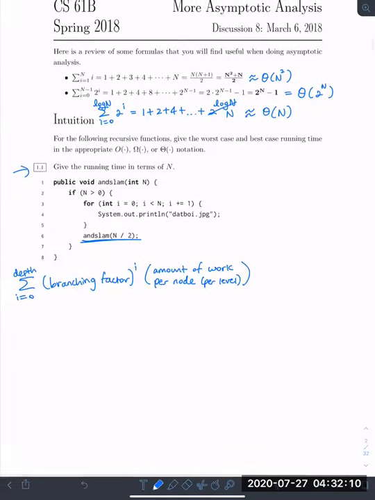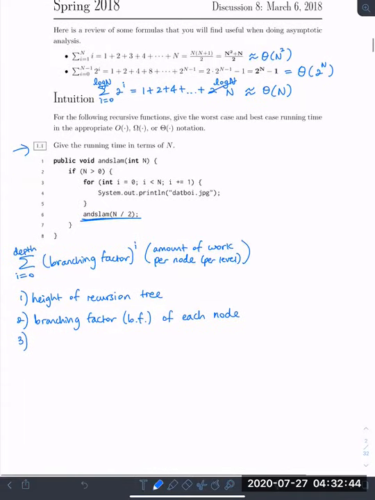Okay, so basically, to plug and chug into this formula, you really need only 3 pieces of information. You need 1, the height of your tree. Often for these questions, it's really helpful to draw out the recursion tree. You also need the branching factor, which I'm going to abbreviate from now on as BF, for each node, or more accurately, each node has the same branching factor. And then also the amount of work.